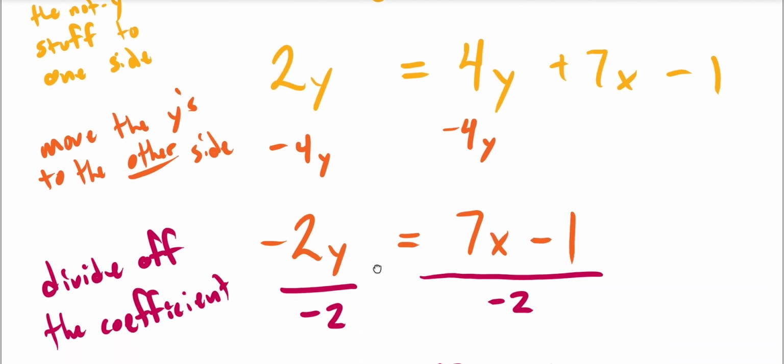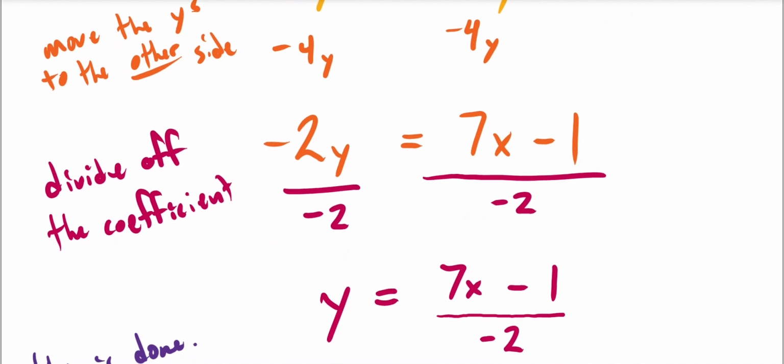Now we've got a coefficient of negative 2 in front of this y. If we divide by that coefficient, we're done. Make sure that you divide the entire side over here by negative 2 and not just the negative 1 at the end. That's done.